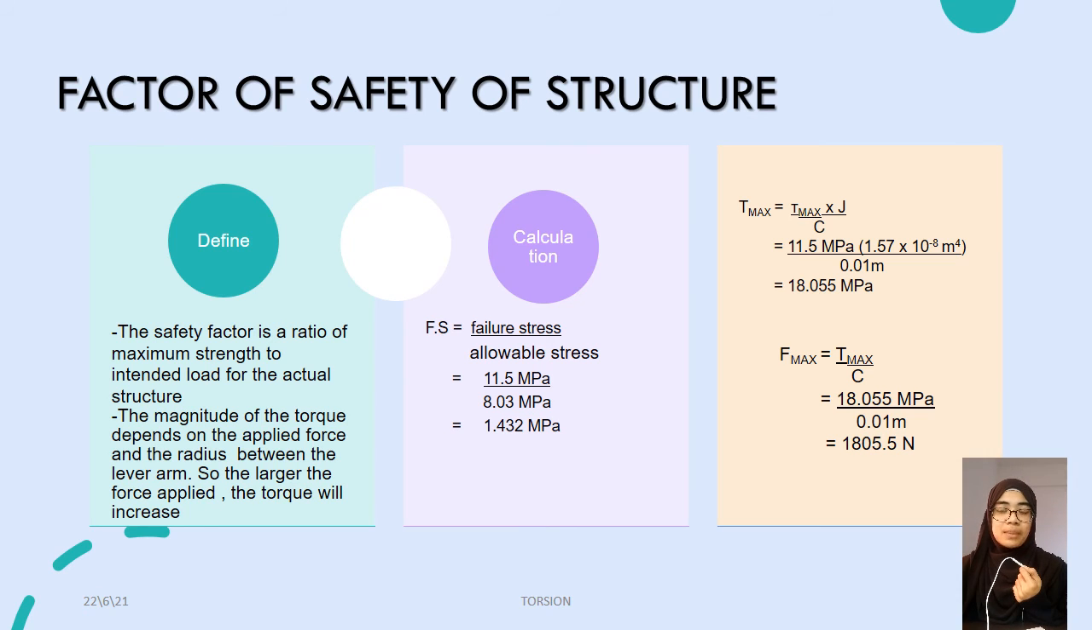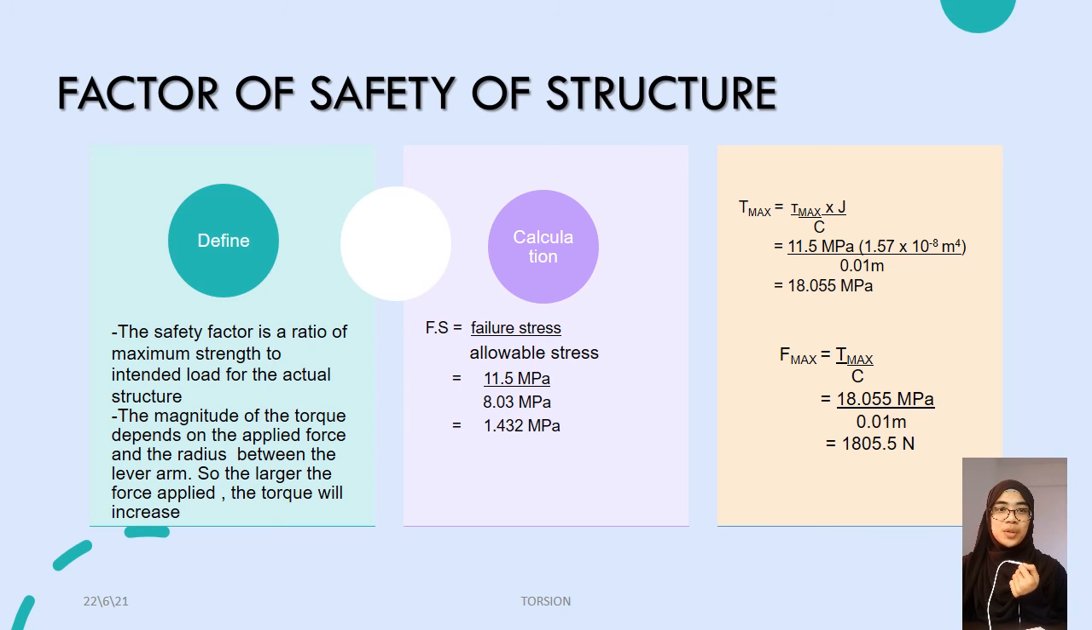Then, to calculate the maximum torsional force failing the structure, it can be determined by using the formula force equals torque times radius divided by J, and it is resulted to 1805.5 Newton. If it is exerted to the structure, it will fail like losing or broken.